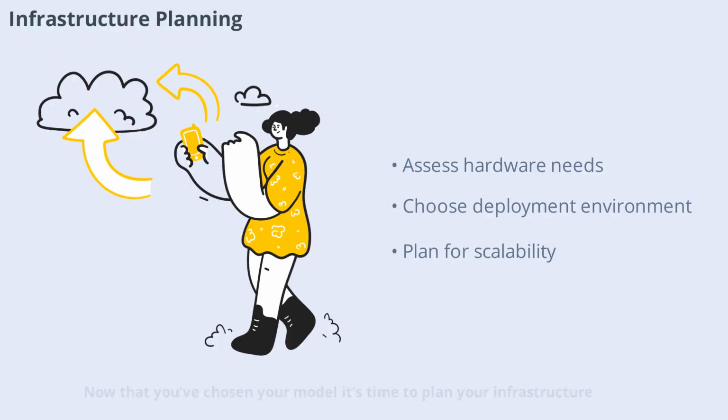Now that you've chosen your model, it's time to plan your infrastructure. LLMs are resource-intensive, often requiring powerful GPUs or specialized hardware. Decide whether you'll deploy on-premises, in the cloud, or in a hybrid environment. Each option has its pros and cons, from cost and scalability to security and maintenance. Careful infrastructure planning ensures your deployment runs smoothly and can handle the expected workload.